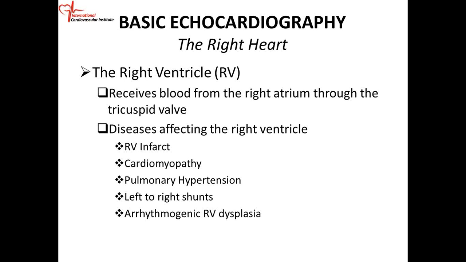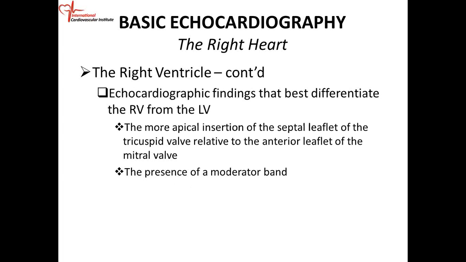So the right ventricle is subjected to specific conditions. And if you know how these conditions affect the right ventricle, then you can treat the patient appropriately. So the echo findings that best differentiate the right ventricle from the left ventricle, we mentioned some of them before: the more apical insertion of the septal leaflet of the tricuspid valve relative to the anterior leaflet of the mitral valve. So it's lower in the ventricle.